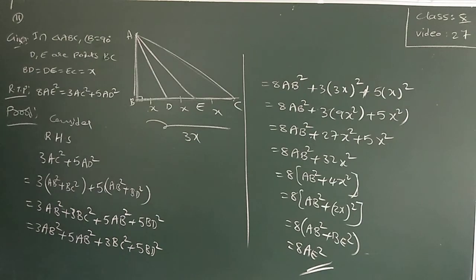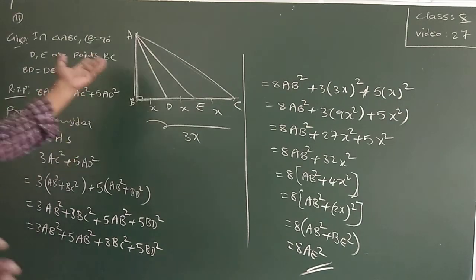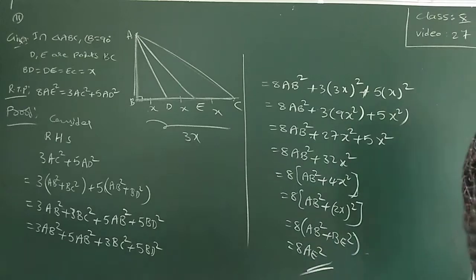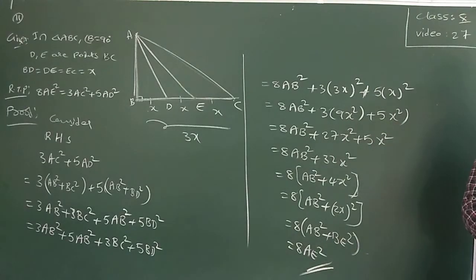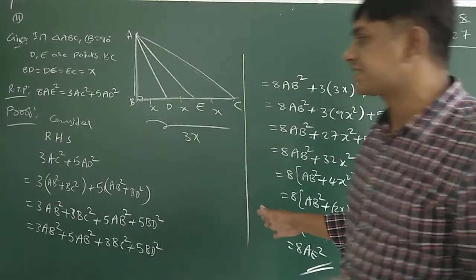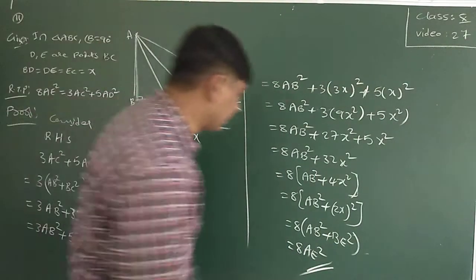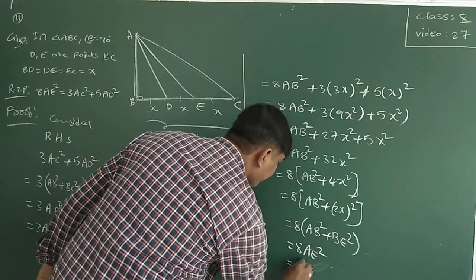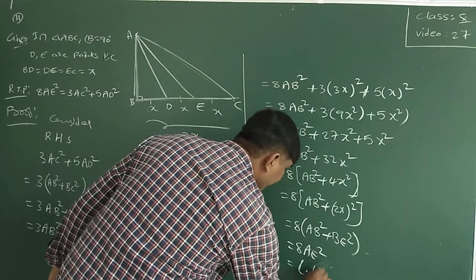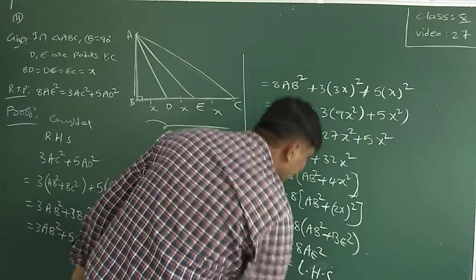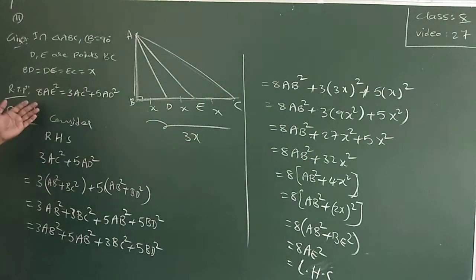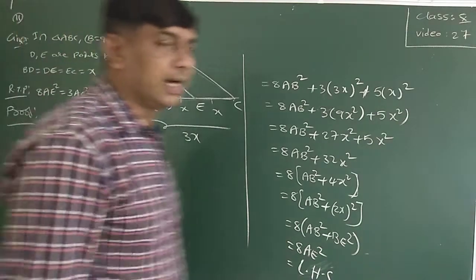The previous one which I discussed used the similar Pythagoras concept. Here I did not use Pythagoras. I took the RHS and proved the LHS. Why did I take RHS only? Why not LHS? Because LHS has very little information, while RHS has more information. That's why I considered RHS.